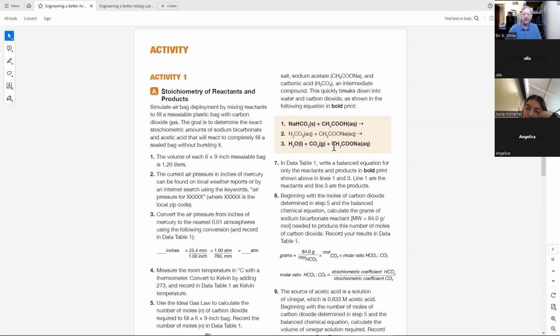Now here they show you an intermediate. This is called carbonic acid. It immediately decomposes to water and CO2. By the way, S is solid, AQ, you know, is aqueous, and here, L is liquid, G is gas.